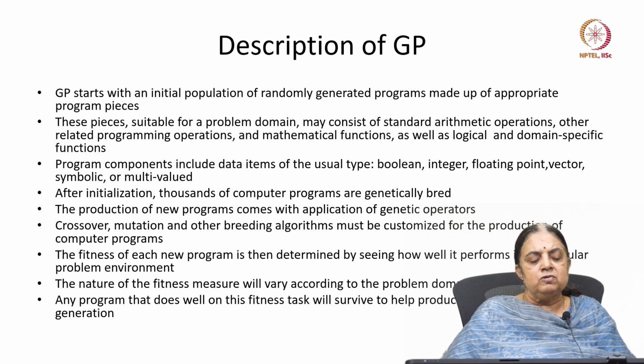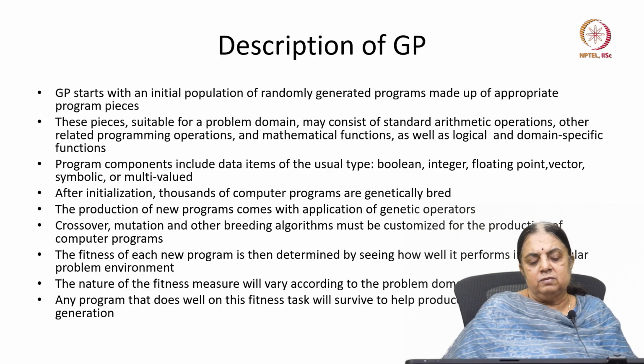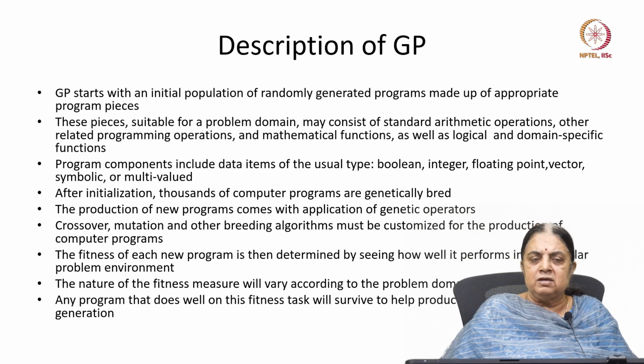And of course, you are using things like crossover and mutation. But here, because you are talking about the subtrees which are being used, you have to see how you actually carry out the crossover and mutation. Of course, selection is done in the same way as it is done in the genetic algorithm, once you find the fitness.